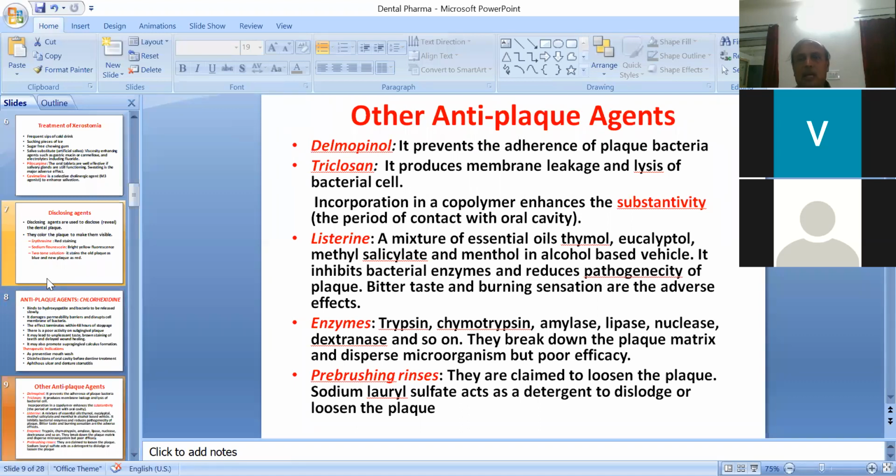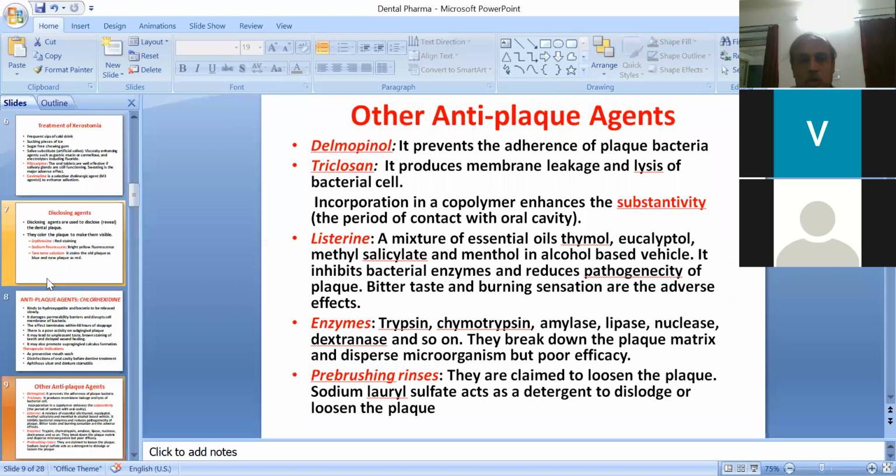Delmopinol prevents the adherence of plaque bacteria, so that the bacteria will not adhere. Then another one is triclosan. It produces membrane leakage and lysis of the bacterial cell.